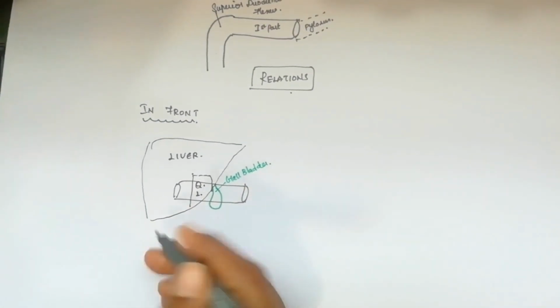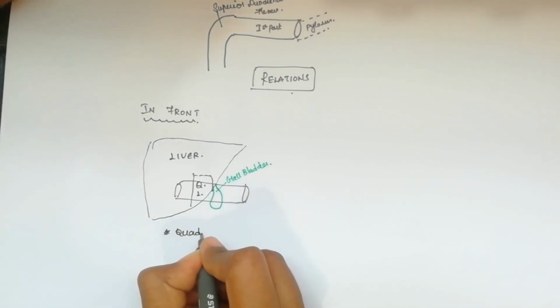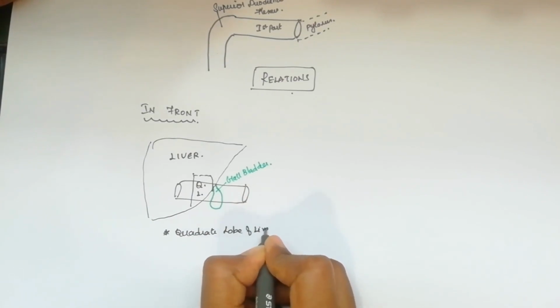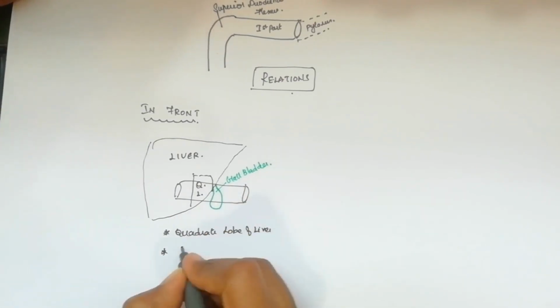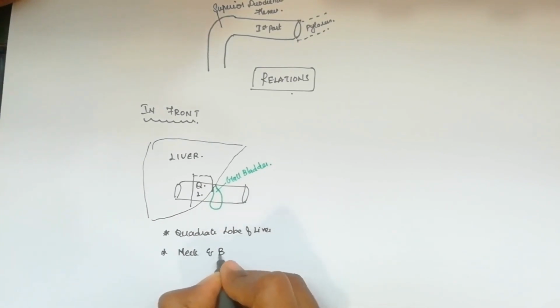So I will summarize again. We have two relations anteriorly. One is the quadrate lobe of the liver. Another one is the neck and body of the gallbladder.